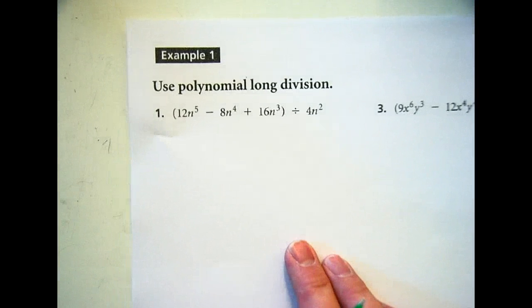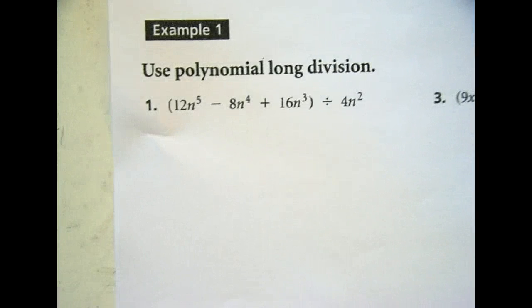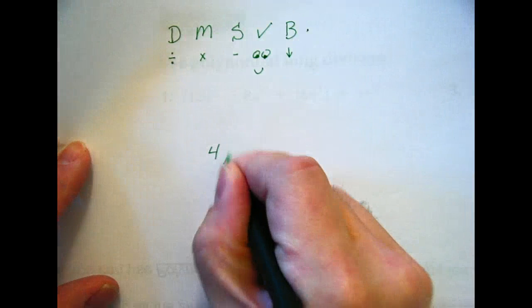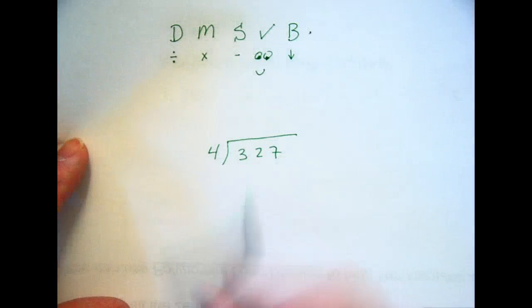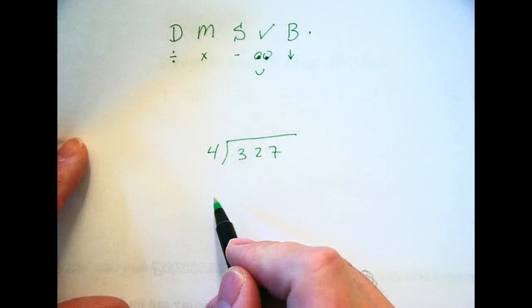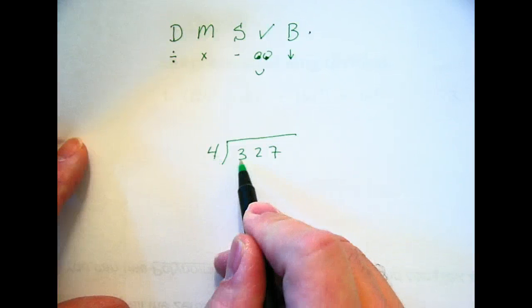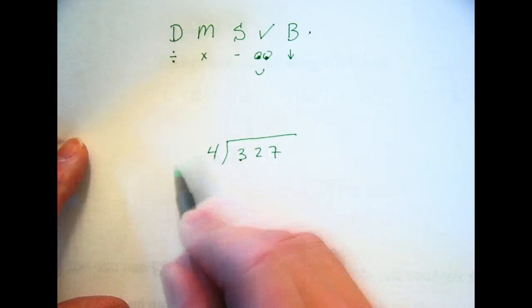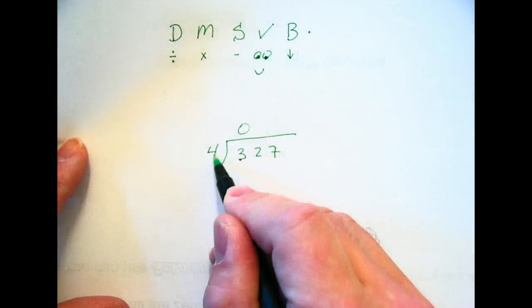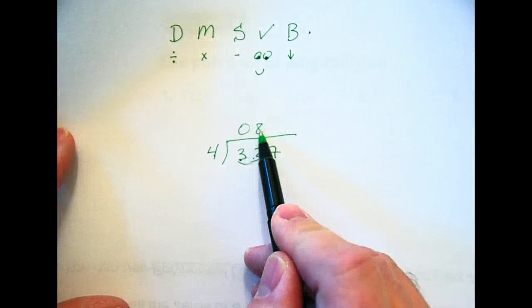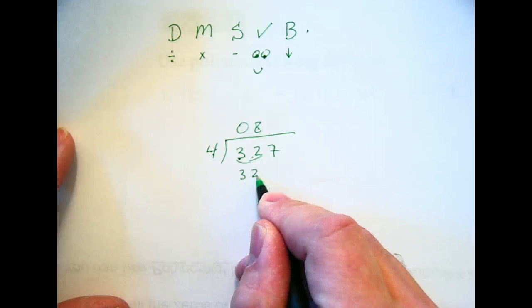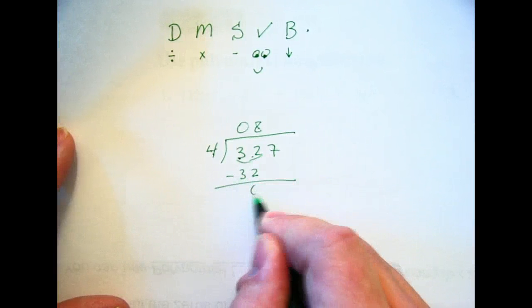Number 1, use polynomial long division. Everyone remember how to do long division? Let's do a very quick problem. 4 into 327. So 4 does not go into 3, right? 4 goes into 32. How many times? That's the divide. We multiply. 8 times 4 is 32. We subtract. We get 0. We check.